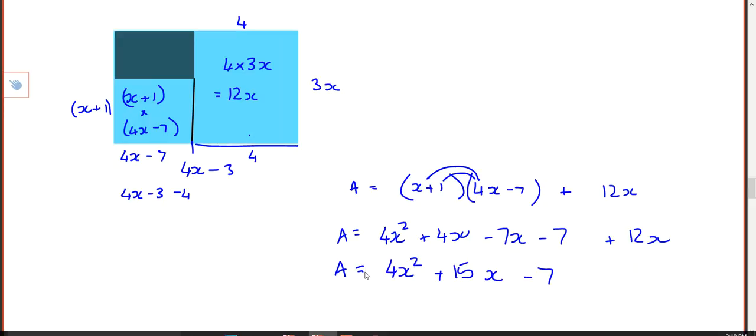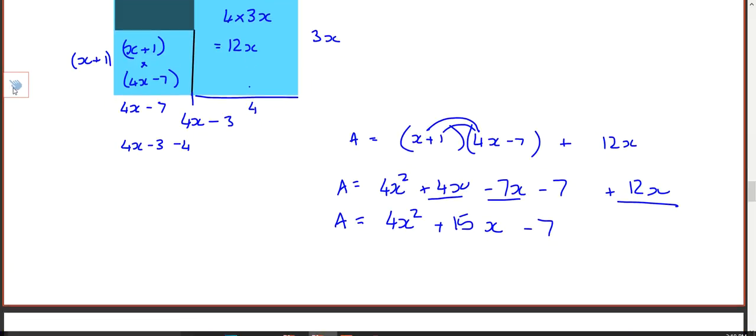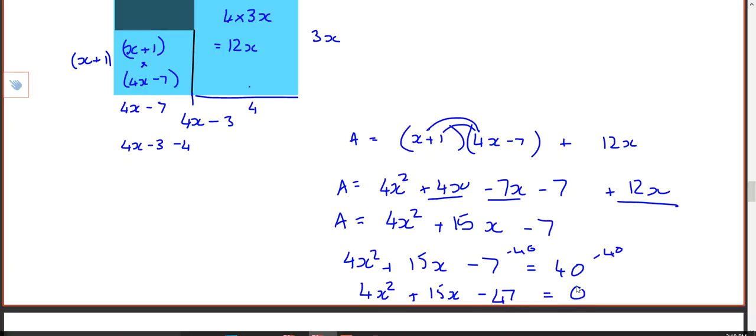How is 4 take away 7, 15? But it gives me 4. Oh, you did the 12. Okay, that makes sense. But it gives me another piece of information. The other piece of information it gives me in the question is that the area equals 40. So I've got 4x squared plus 15x minus 7 equals 40. So if I subtract the 40, I get 4x squared plus 15x minus 47 equals 0.